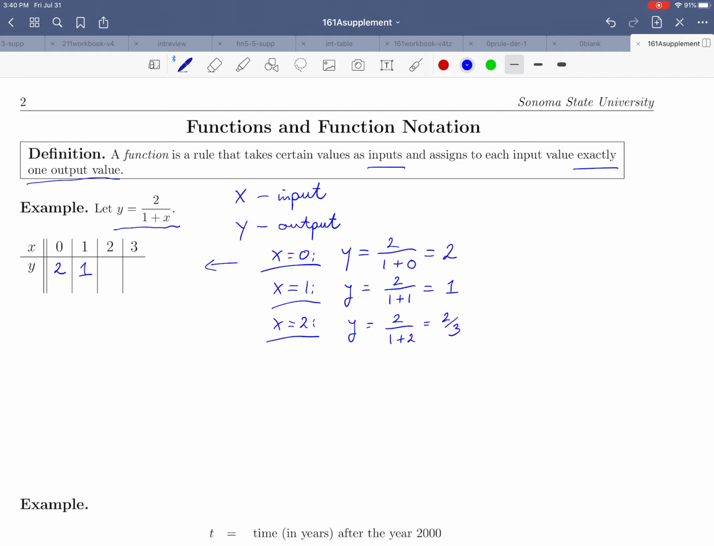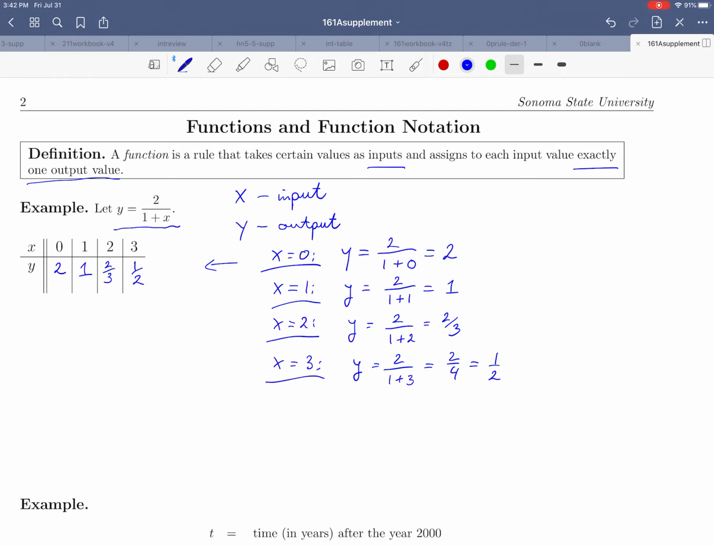I could say 2/3 here, or I could say 0.67 as a decimal. Doesn't really matter, so let's say 2/3. And one more, x is equal to 3. We get y is equal to 2 divided by 1 plus 3. That is 2/4. I could simplify it as 1/2. So I'm going to enter 1/2 right here. So that's our first example.